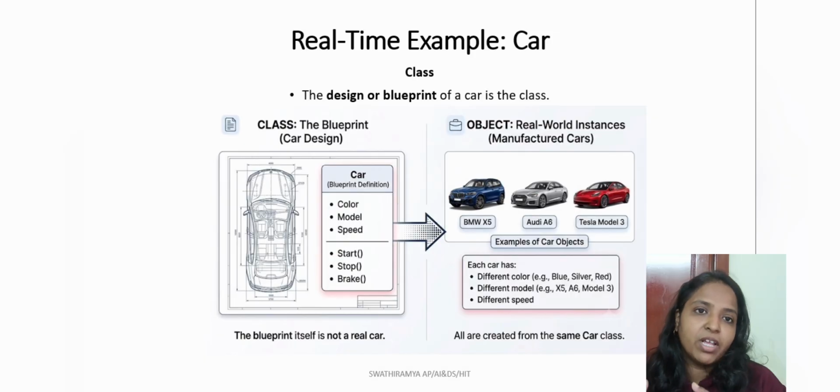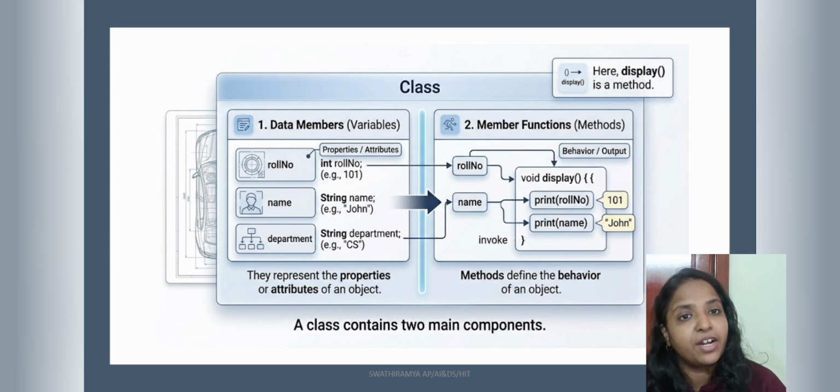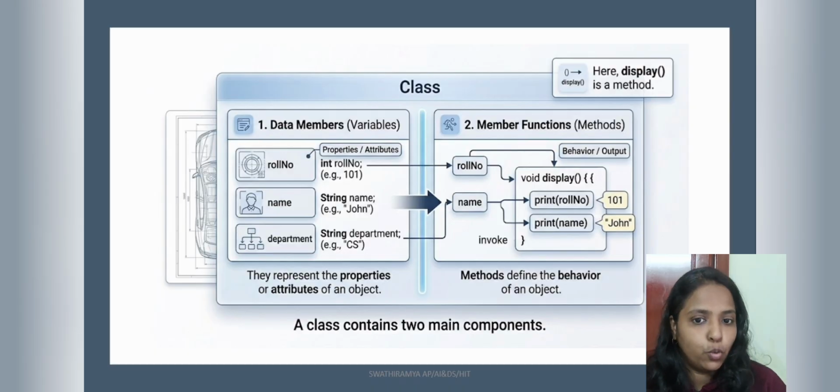So first, it will give you the properties of the car that we are going to manufacture, that is the blueprint or design of the car. Next, the behavior of the car. It also tells what kind of behavior the car is going to have. Okay, this is the class. So the class will tell you the properties of the real-time thing that we are going to develop, and also the behavior of that particular thing. That is why it is called a blueprint.